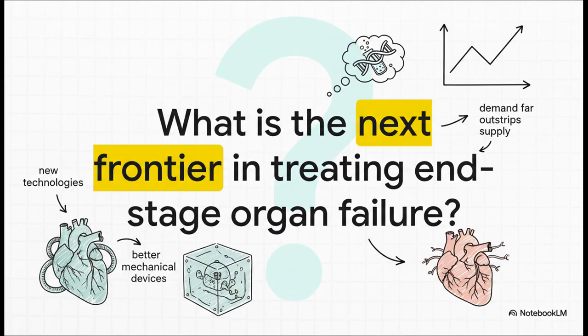And as we wrap up, you have to think about the future. The fundamental problem hasn't changed. Demand just crushes supply. So what's the next frontier? Is it going to be better machines, new tech like the OCS, or something that sounds like science fiction, like xenotransplantation? That is the challenge for the next generation to solve.